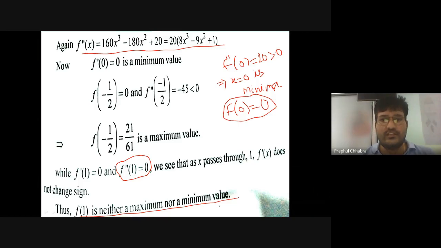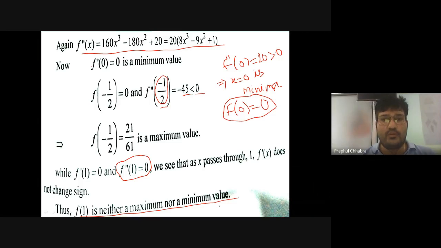Now the third stationary value, put x is equal to minus 1 by 2. At x is equal to minus 1 by 2, the value of the second order derivative will be minus 45. That is negative, less than 0. And we know that if the second order derivative of the given function at a particular point is negative, then that particular point is called maxima. So x is equal to minus 1 by 2 will be the maxima of this function.